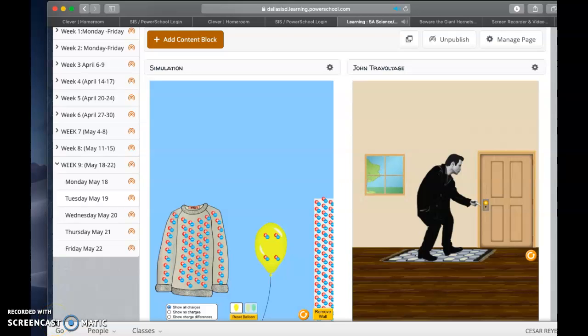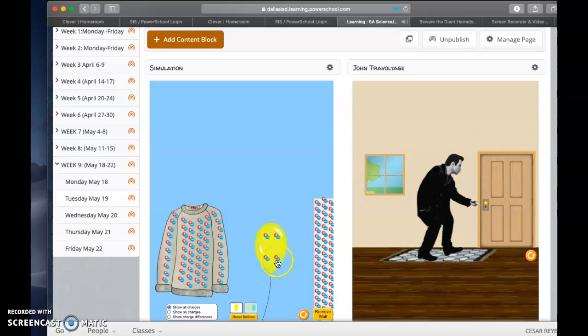Hey, what's up, students? This is an application from a simulation that is going to help you understand a little bit better the concept of static electricity. So what I want you to do is just play around with the app and learn from it. I'm going to show you one example of how to use each app real quick.